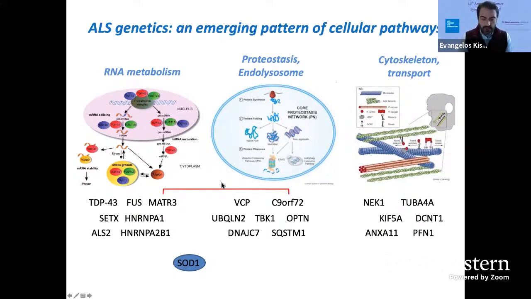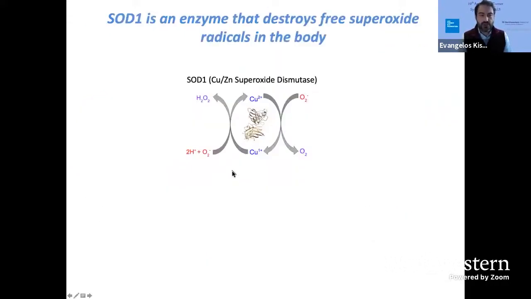However, what I'd like to tell you about today is our continued focus on SOD1, which was the first gene described to cause ALS. And it's intriguing because it's a little bit of an outlier when it comes to this schematic. So SOD1 stands for superoxide dismutase. It is an enzyme that catalyzes this reaction. It basically destroys free superoxide radicals in the body. It was discovered more than 25 years ago.